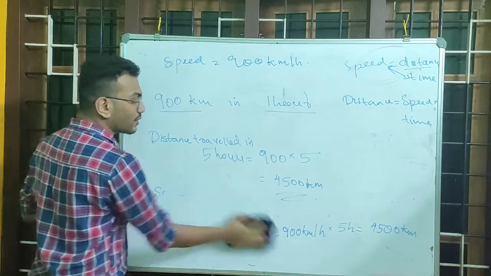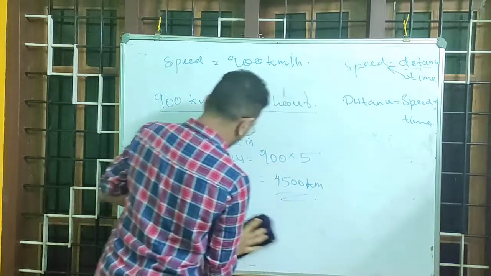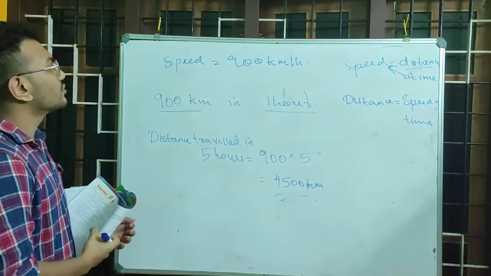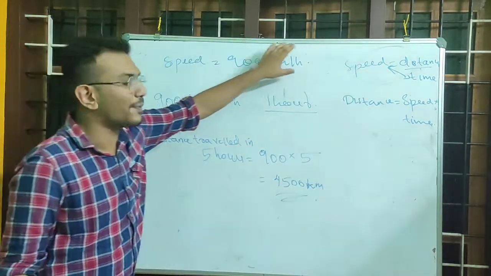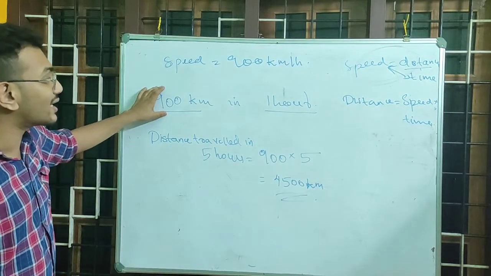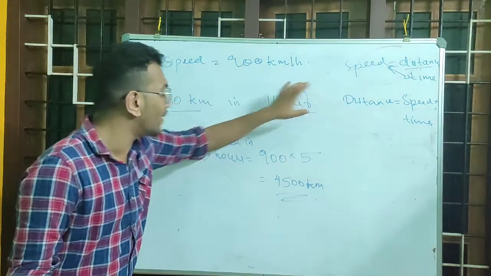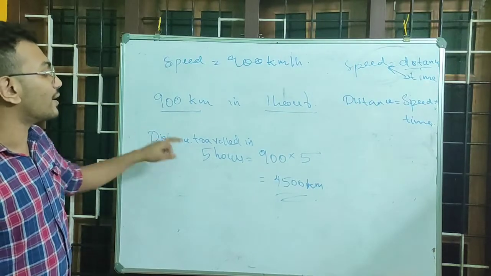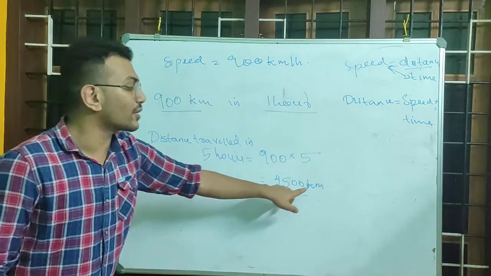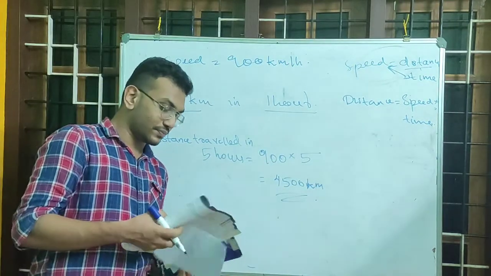In your textbook, most of the questions are written in this manner, so you can write it. So speed is equal to 900 km per hour. Once again, so it travels 900 km in 1 hour. Therefore, the distance travelled in 5 hours is equal to 900 into 5, that is 4,500 km.